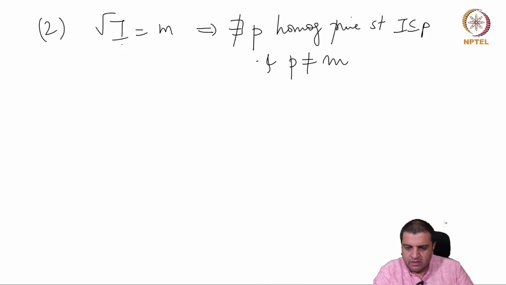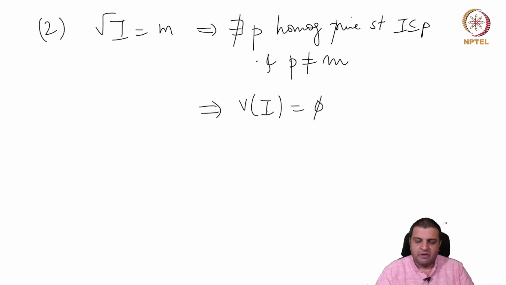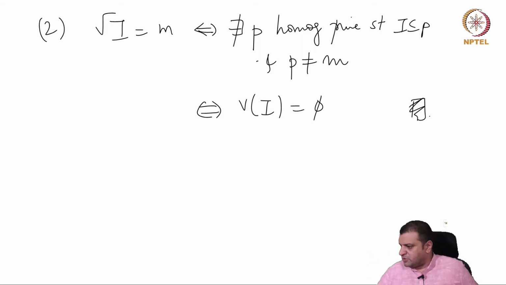That is okay, because the minimal prime is just m, so this won't happen. And this one implies that V(I) is empty, because any such P is what would make up V(I). And if V(I) is empty, then this is true. And if there isn't any prime ideal containing I other than m, remember I is homogeneous, so the minimal primes over I are themselves homogeneous. So that proves the other direction also. Okay, so this is the proposition.